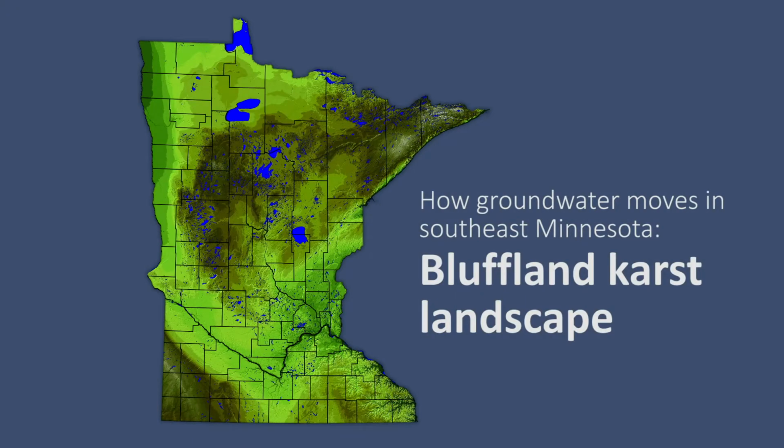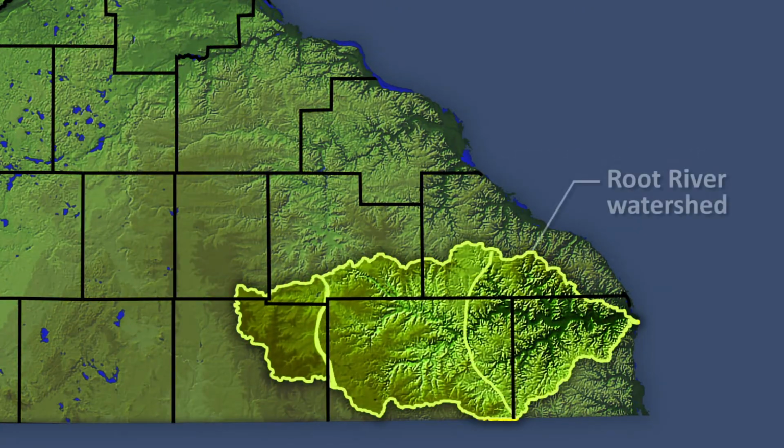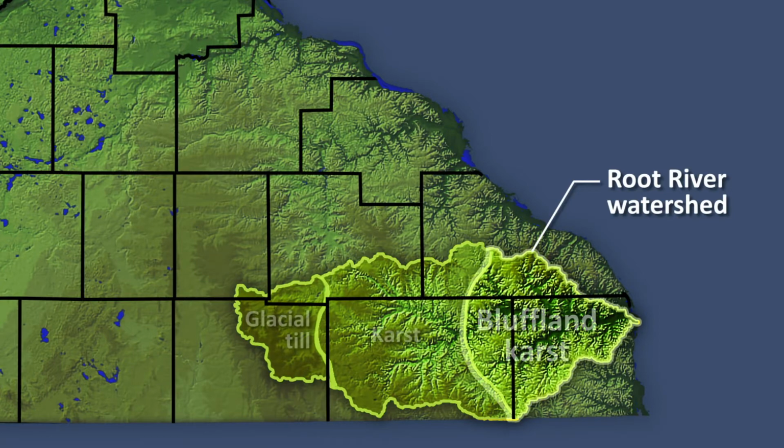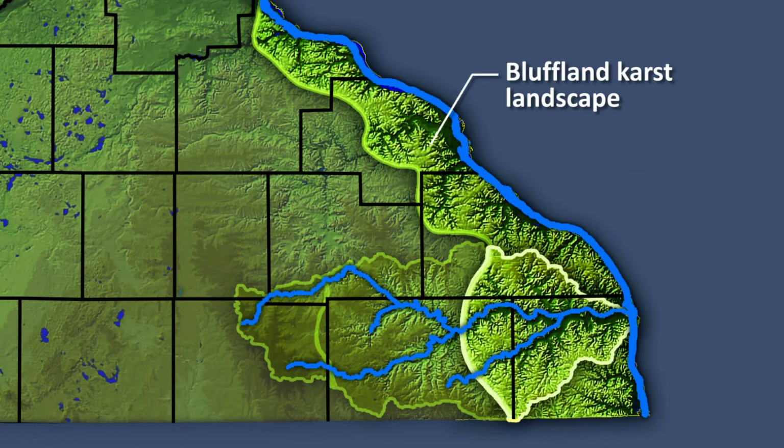How groundwater moves in southeast Minnesota, the Bluffland Karst landscape. The Bluffland Karst landscape is the scenic area where the Root River completes its 80-mile course to the Mississippi River.